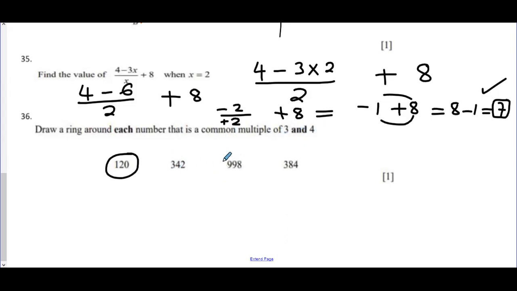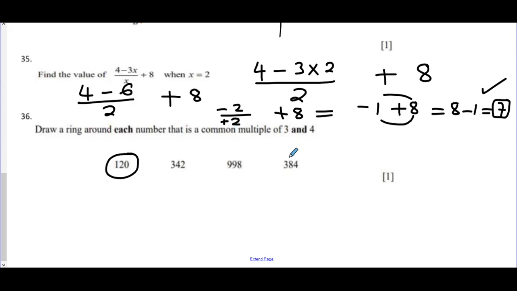Can you try checking 998? 998 divided by 3? You should get a whole number. If you get a decimal, then that is not. Try 384. You can pause this video and try to check. Is it divisible by 3? If you get a whole number, then that is divisible. If you don't get a whole number, then that is not a common multiple. So you can pause this video and try to do that.